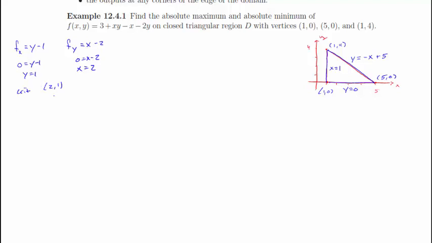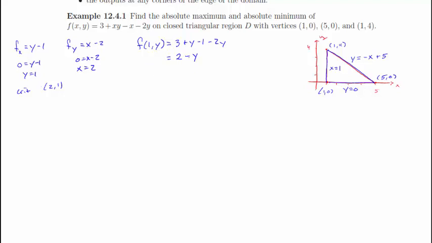And we'll plug this back into the function after we find any other criticals on our boundaries. So if we look now at this function, if we do f of 1, y, so if we're looking on the line x equals 1, then I plug in 1 for x and I get 3 plus y minus 1 minus 2y, and this reduces down to 2 minus y.